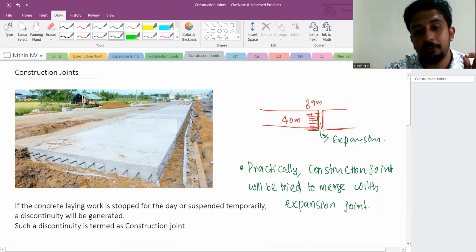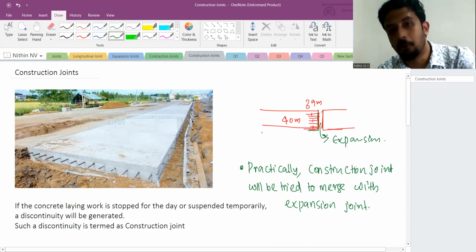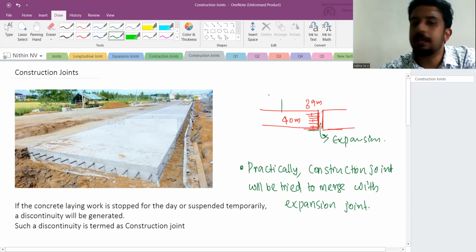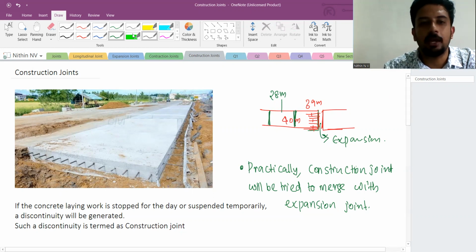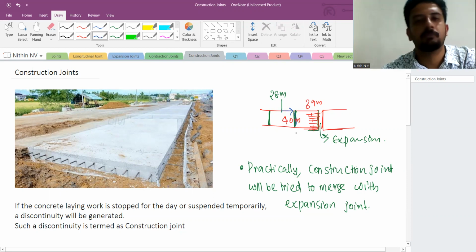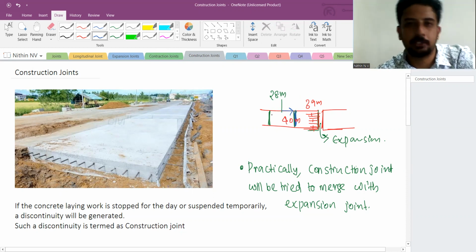This is possible only if the slab length is about to be over, right? Suppose at the end of one day, you have reached only maybe 28 meters. The remaining 12 meters, you may not be able to finish now. So what to do? Somewhere here we may require one contraction joint. We'll construct till this contraction joint, then we'll stop. Understood? If possible, we'll finish one slab, which means we'll reach till the expansion joint.